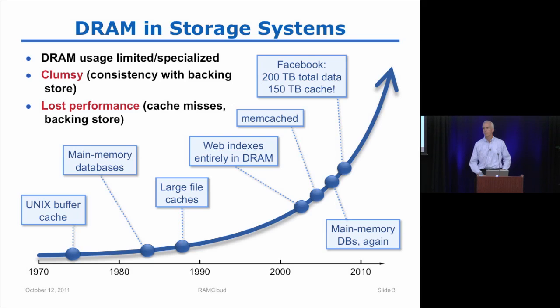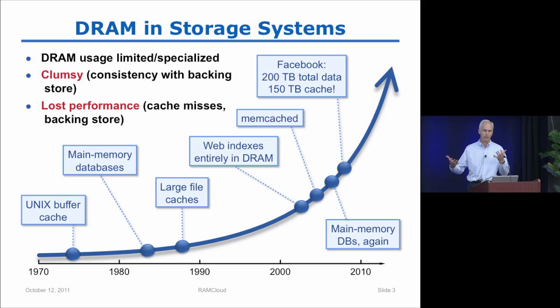But if you think about the way DRAM is used today, there are two problems with that. The first is that it's pretty clumsy as a developer to try and use large amounts of DRAM in your application. For example, you typically end up having to have some other secondary storage to get durability out of the system. And so you end up with a lot of extra code in your application to manage the relationship between the backing store and the information in DRAM.